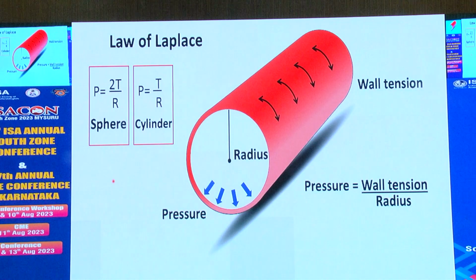Again, the law of Laplace states two things, one for a sphere, one for a cylinder. Here the same thing applies for a cylinder. This applies in the case of aortic aneurysms. When the aneurysm wall bulges and the pressure increases, the wall becomes thinner and thinner, and it is going to rupture. That's why the greater the diameter, the greater the chance of rupture of the aortic aneurysm.